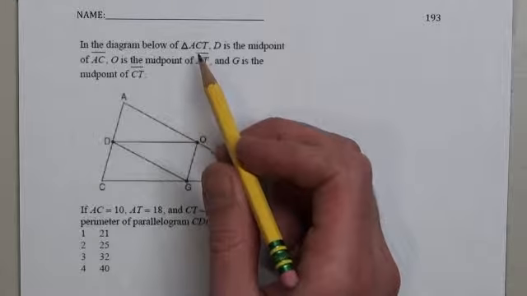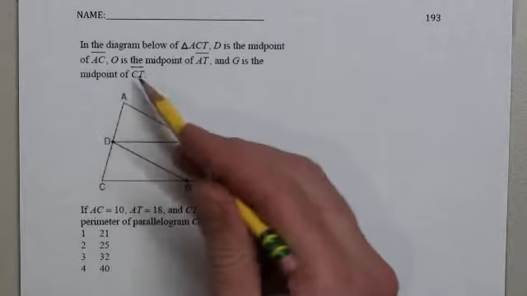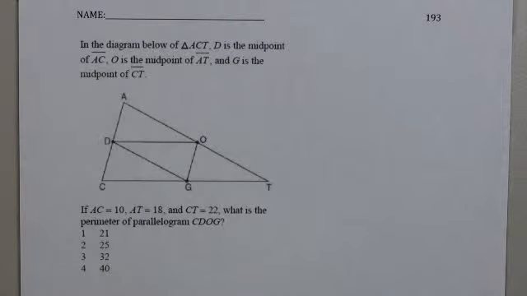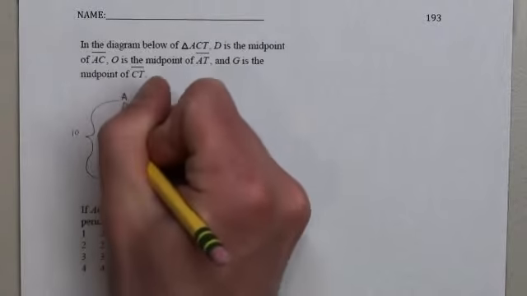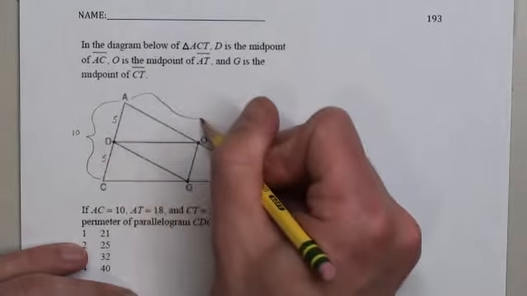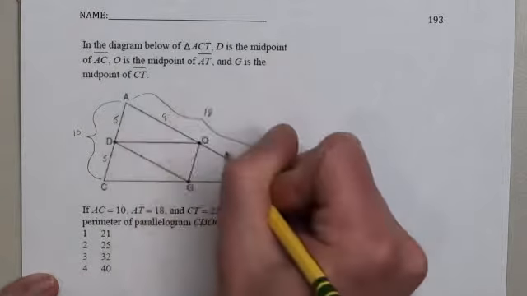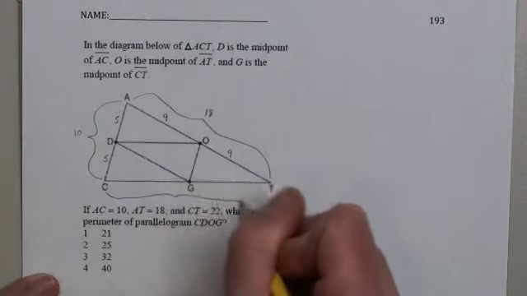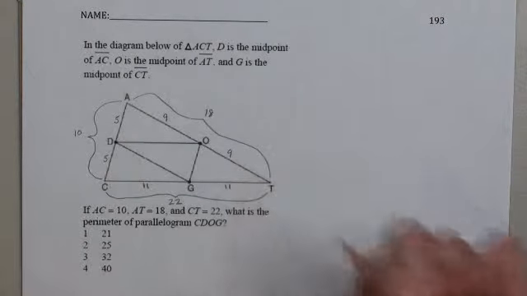So let's see, in the diagram below of triangle ACT, D is the midpoint of AC, O is the midpoint of AT, and G is the midpoint of CT. So that's what I just said. Now if AC is 10, so this distance is 10, that means this is 5 and this is 5. AT is 18, that means that this is 9 and this is 9. And CT is 22. So that means this is 11 and this is 11.